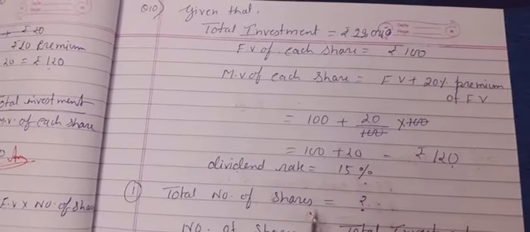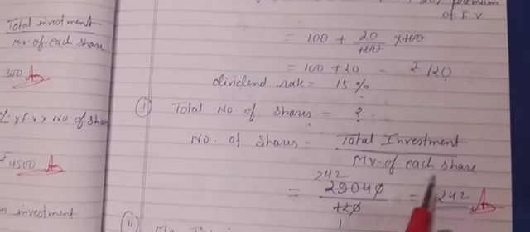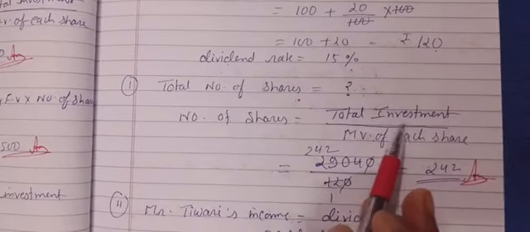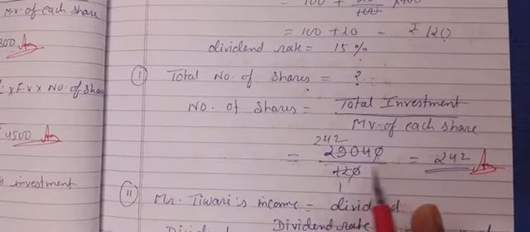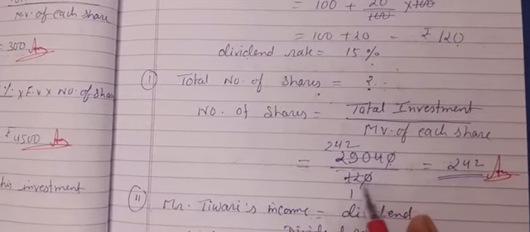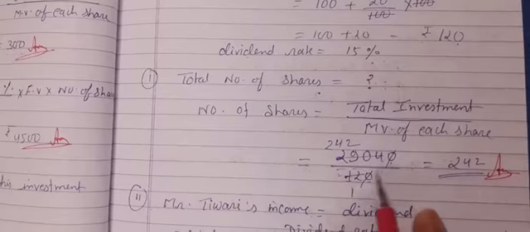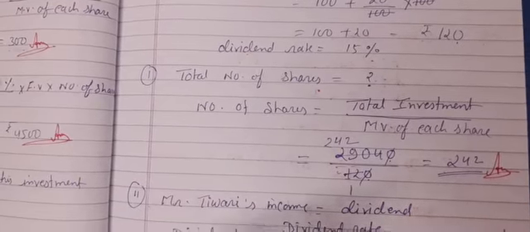So total number of shares is what? Number of shares is equal to total investment divided by market value of each share. What was the total investment? That is given in your book, 29,040 rupees. And what is the market value of one share? That was 120. So when we cut it, we will get 242. It means total number of shares are 242.